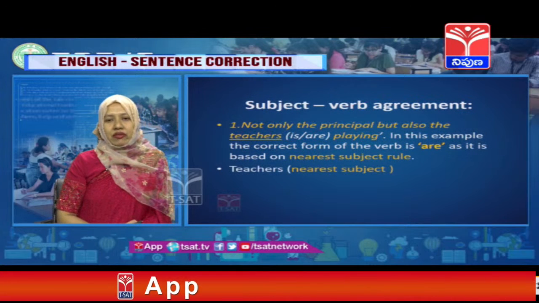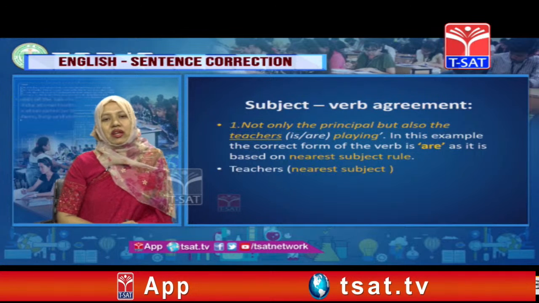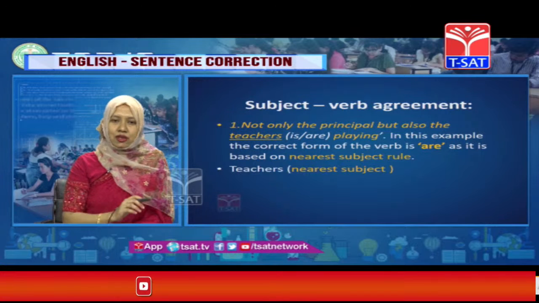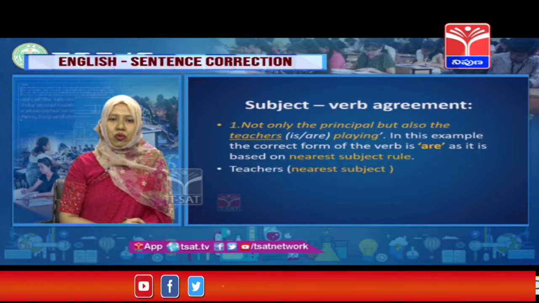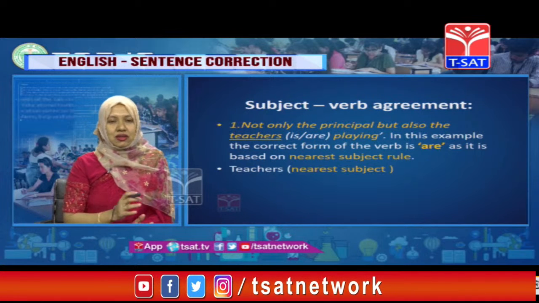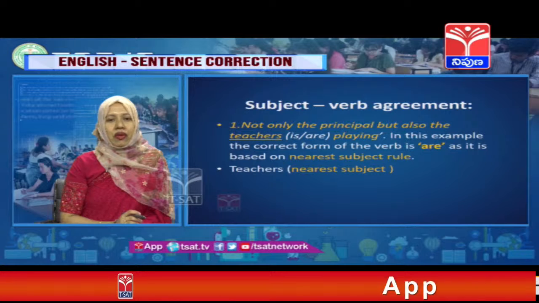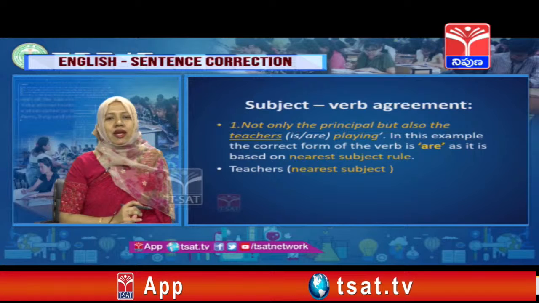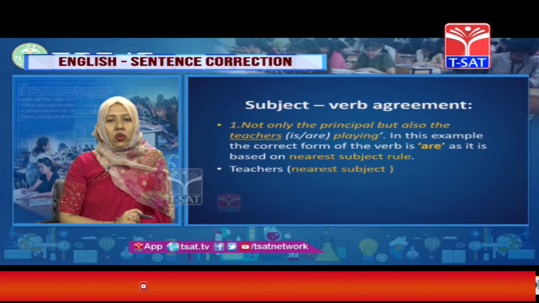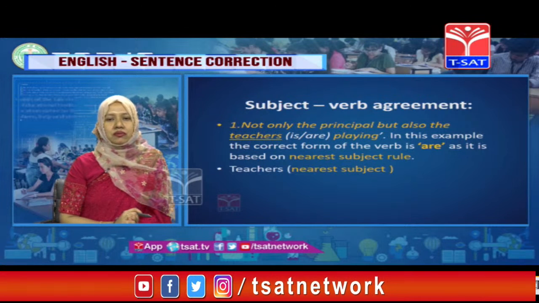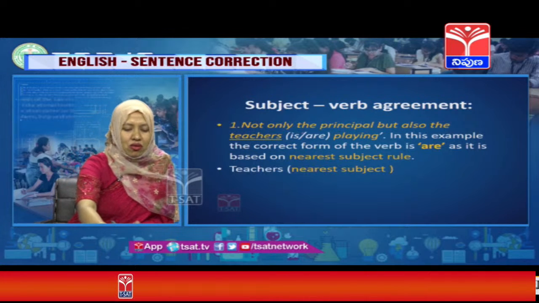Coming to the next rule, subject verb agreement. Till now we were discussing subject verb agreement only. If the subject is singular, the verb also should be singular. If the subject is plural, the verb also should be plural. Now, do you remember we discussed just now the nearest subject rule and the farthest subject rule. So let us take one example. Not only the principal but also the teachers dash playing. Now what should come here? It should be is or are.